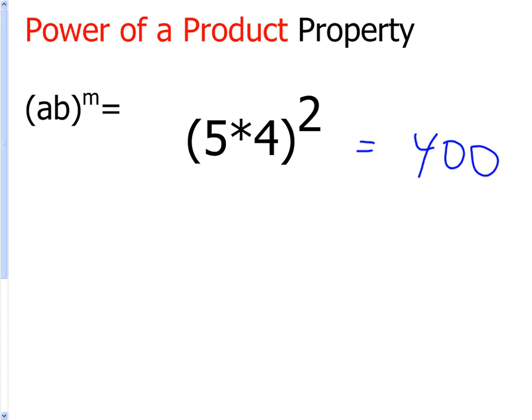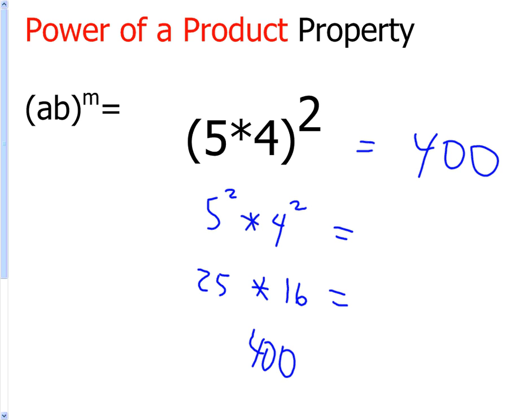Well, is it okay to square 5 and square the 4 and then multiply them? I'm going to check and find out. 5 squared times 4 squared. It better equal 400 because I know the answer is 400. 5 squared is 25. 4 squared is 16. You know what 25 times 16 happens to be? 400. So it is okay.